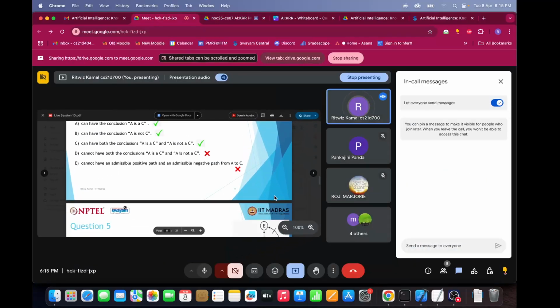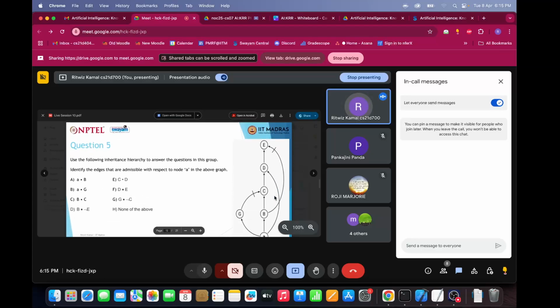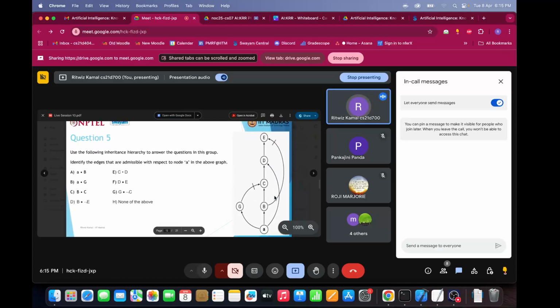Okay, let's move on to question 5 then. Now this might require a bit of thinking and processing. So question 5 is giving us a proper inheritance network or an inheritance hierarchy, which is given in this figure on the right hand side, and it says that use the following inheritance hierarchy to answer the questions in this group. Okay, in this group, in the sense, the next couple of questions.